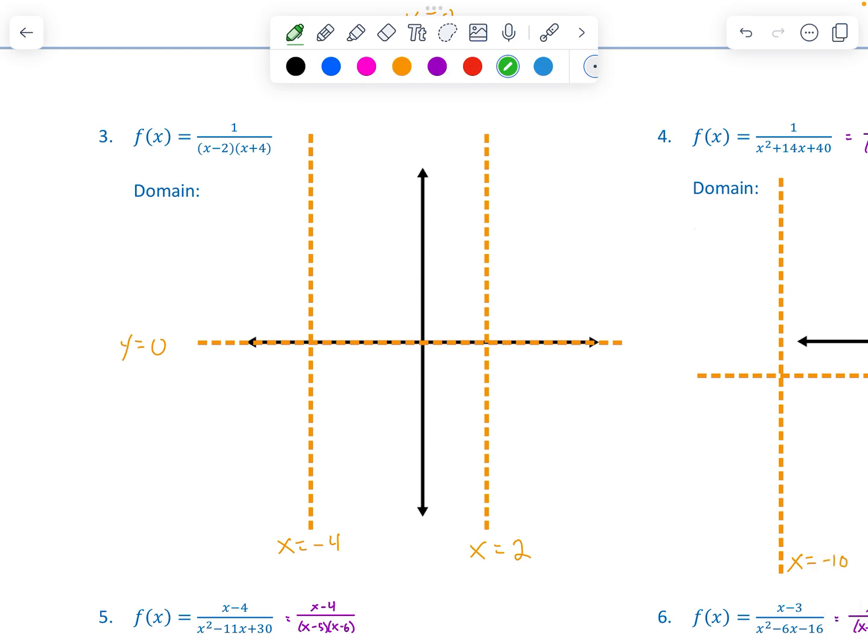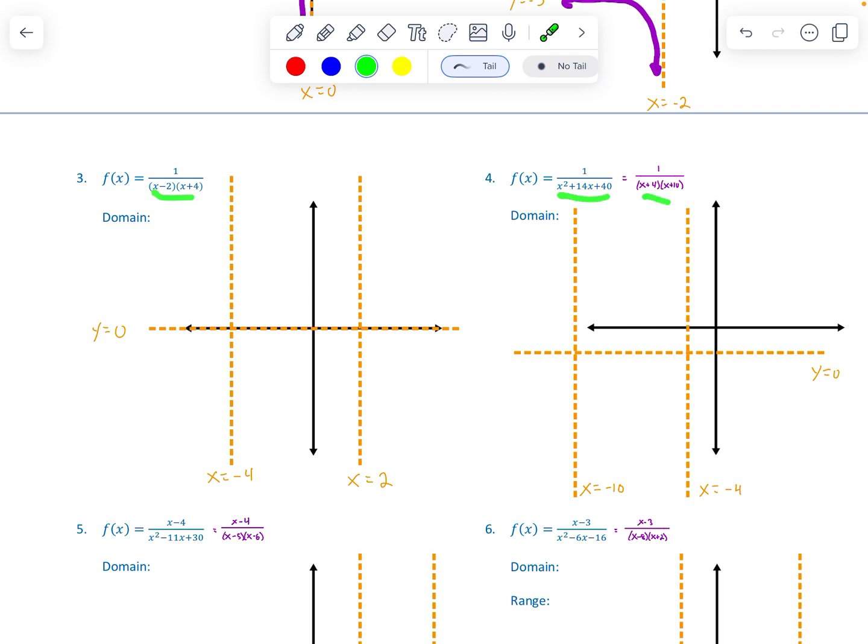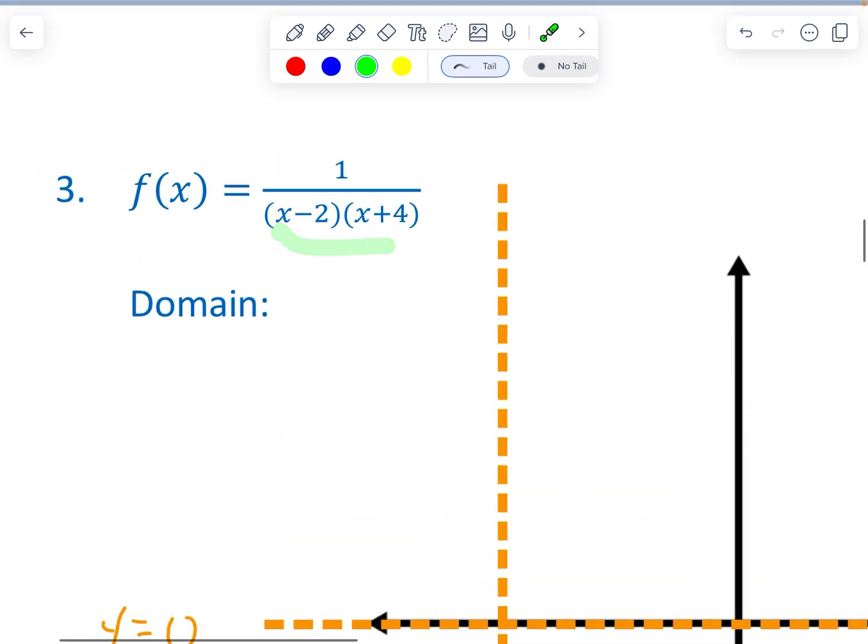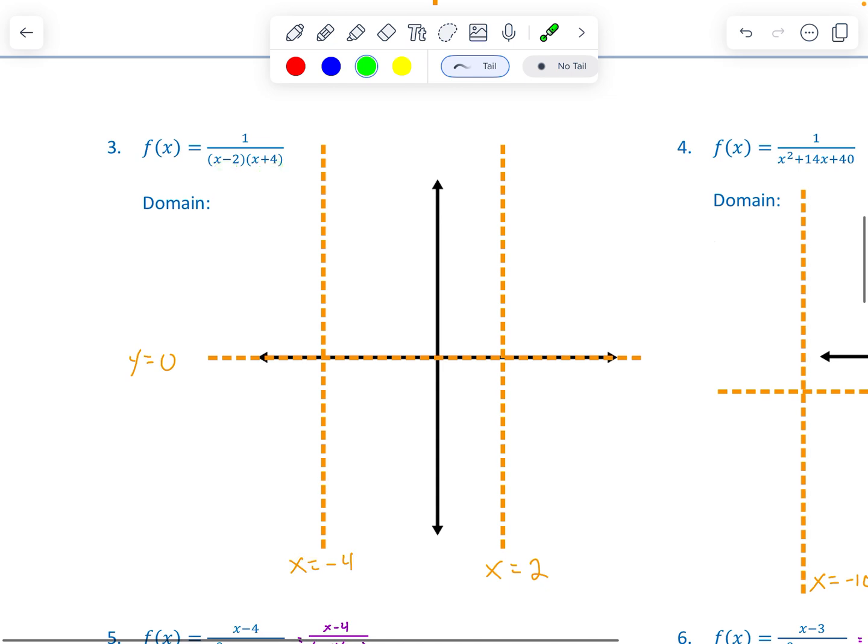Number 3. So this one's already in factored form. Any ones that weren't, I've gone through and factored already. But you want to factor the denominator and numerator when possible. So you can find what makes the bottom equal 0, which you get 2 and -4. And so that is why I've already drawn our vertical asymptotes there.